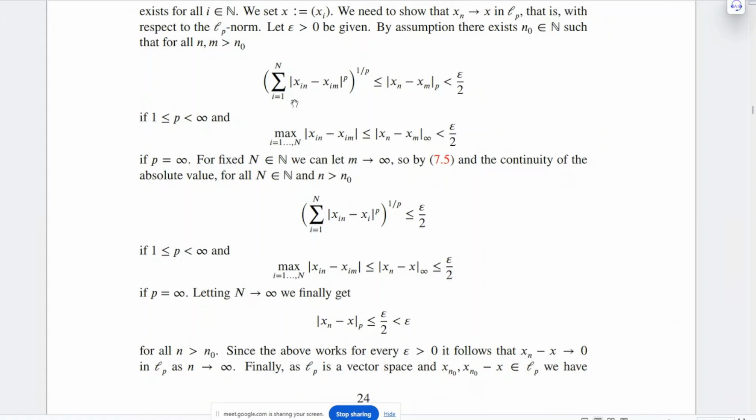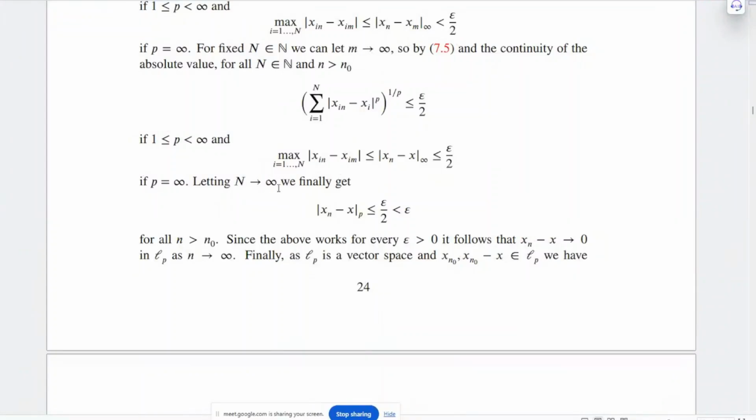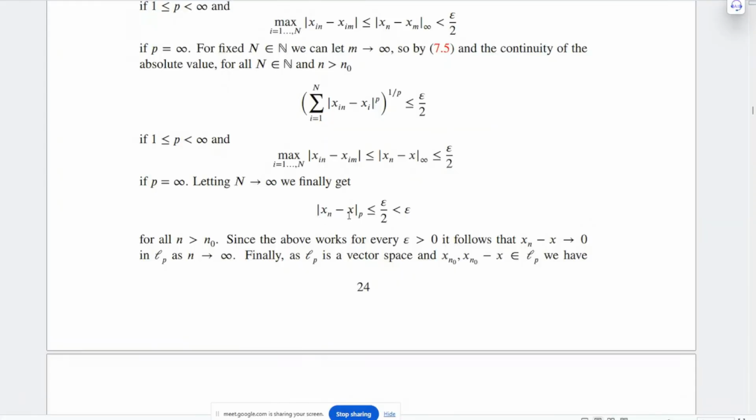Fix one of them, right? For example, you fix say n and let m go to infinity in this one. What you get is this xi, which is anyway less than epsilon by 2 here. In the summation, this mod of xin is there. Xim goes to xi. So this is what you get, less than or equal to epsilon by 2, for p greater than or equal to 1. And you now let n go to infinity, you get norm of xn minus x in p less than epsilon by 2, that is less than epsilon. That means the sequence xn converges to x in the LP.